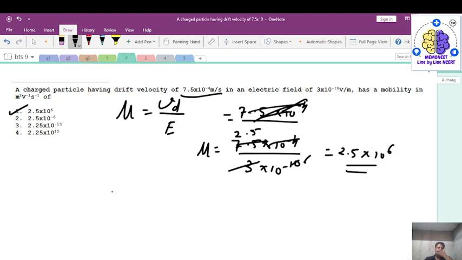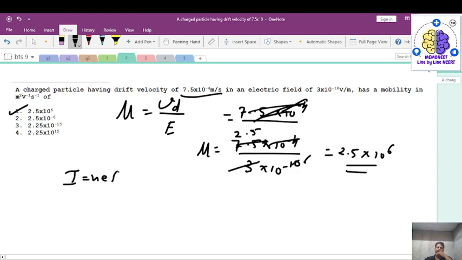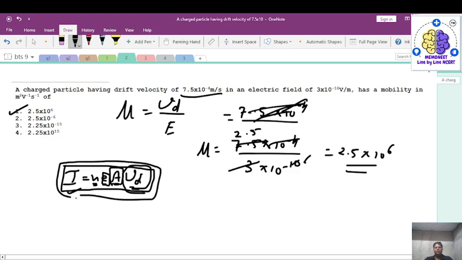See, the relation we have here is I equals N E A VD. This is the formula which is very important out of this topic. So I have written over here I equals N E A VD, where I is the current, N is the free electron density, E is the charge on the electron, A is the area of cross section, VD is the drift velocity, right? So this is a very important formula out of this topic. A lot of questions come from this also, right? Now let's move to next numerical.